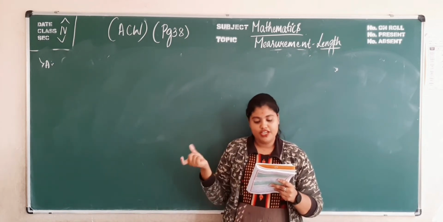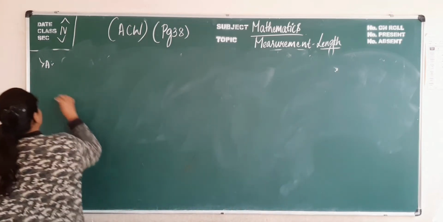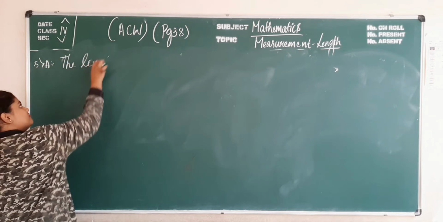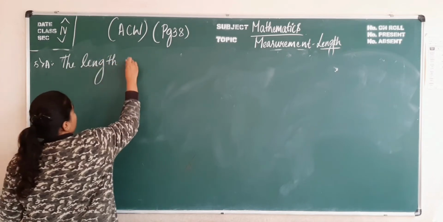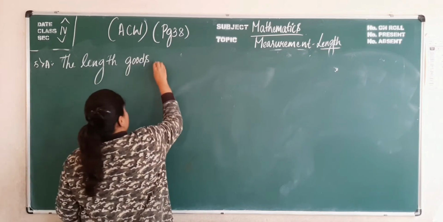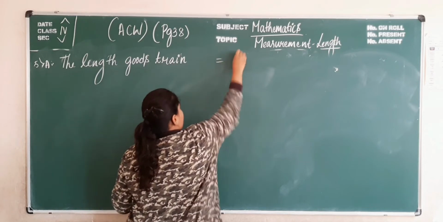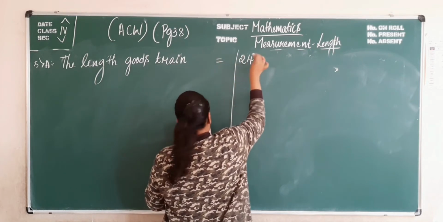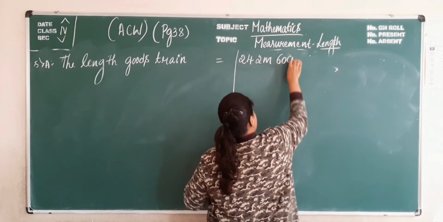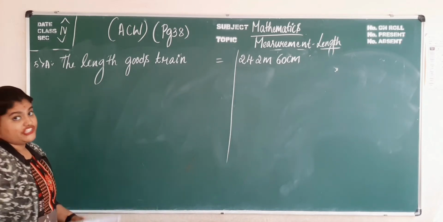The length of goods train is, here only they are given, we write the same statement. The length of goods train. If you carry goods in that train, that will be goods train. That's all. The length of goods train is equal to 242 meter 60 centimeter.